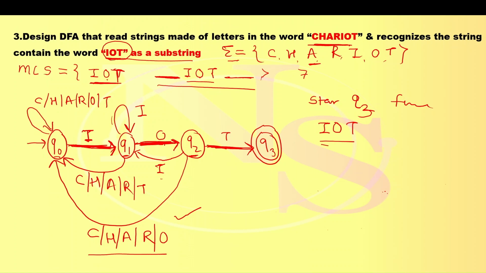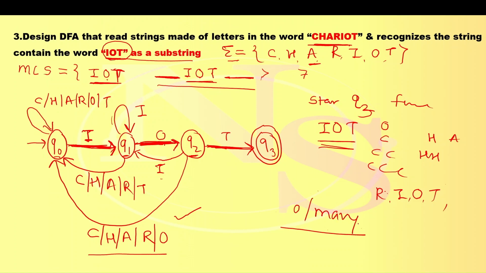Our main condition is that the string should contain IOT. Once the string is read, before and after, any symbol may come or may not come. It means that after reading this IOT, any symbol may come. It may be C, 1 C can come, 2, 3, 4, any number of C can come, or 0 C. Similarly for H, multiple H can come. Similarly for A, and for all the symbols. All these symbols may come once, twice, 100 times, or may not come, meaning 0 or many. And as we know, whenever there is a scenario of 0 or many, we need to give a self loop for all these symbols. So give the self loop.